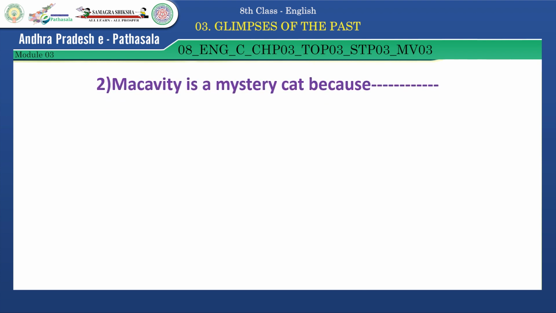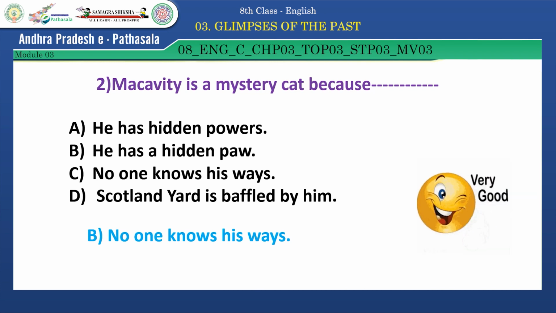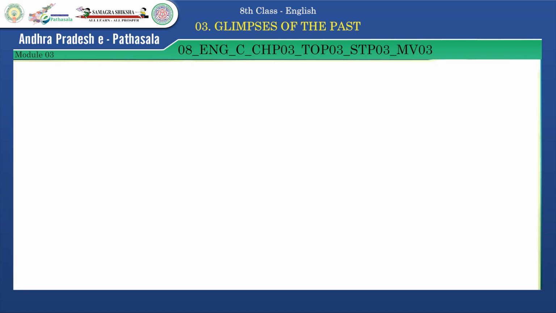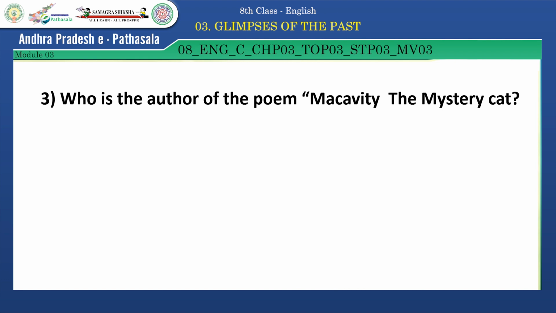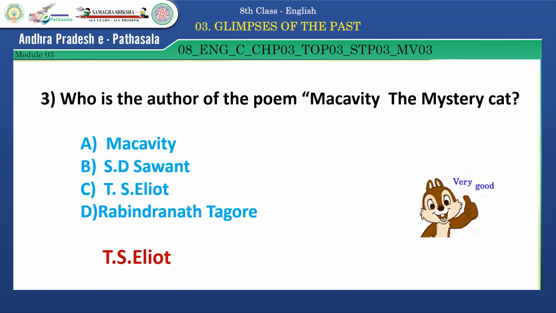Here comes your next question on the screen. McCavity is a mystery cat because he has hidden powers, no one knows his ways. Scotland Yard is baffled by him. So, who is going to answer for this? Okay. No one knows his ways. Very good. Here comes your question on the screen. Who is the author of the poem McCavity the Mystery Cat? McCavity, S.D. Sawant, T.S. Eliot, Rabindranath Tagore. So, who is going to answer this question? Very good. T.S. Eliot. Very good.